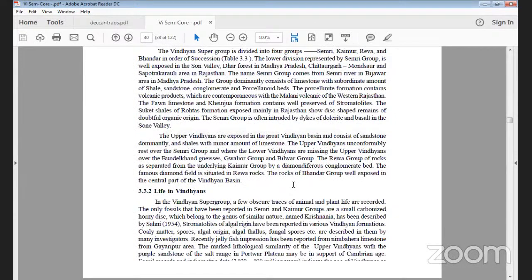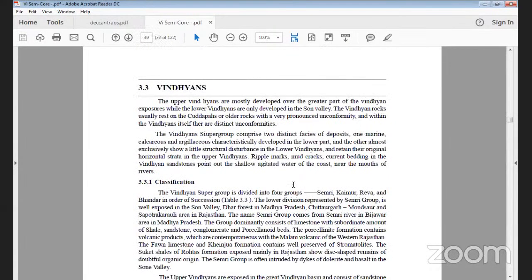Another one is the Vindhyans. Most of the upper Vindhyans are developed over the greater part of the Vindhyan exposures, while the lower Vindhyans are developed only in the Son Valley. Between them, we can identify these lower Vindhyans only in the Son Valley, and the upper Vindhyans are located along the Son Valley.